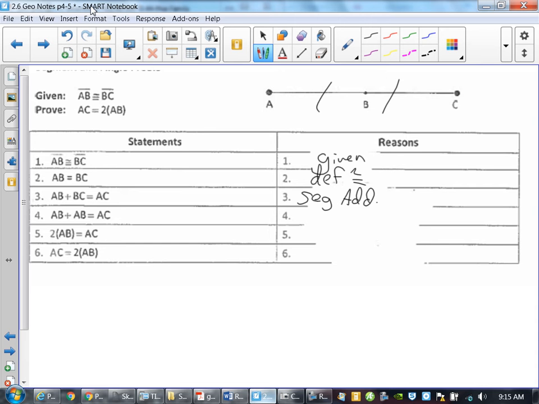What changed between 3 and 4? It was AB plus AB, so it's BC. Exactly. What they did here is they replaced the BC with an AB. Well, how were they able to do that? Because of substitution. Okay. Remember, guys, if you really don't know what comes next in a proof, when you're filling in the blanks, a lot of times it's probably substitution. It's a very, very common step.